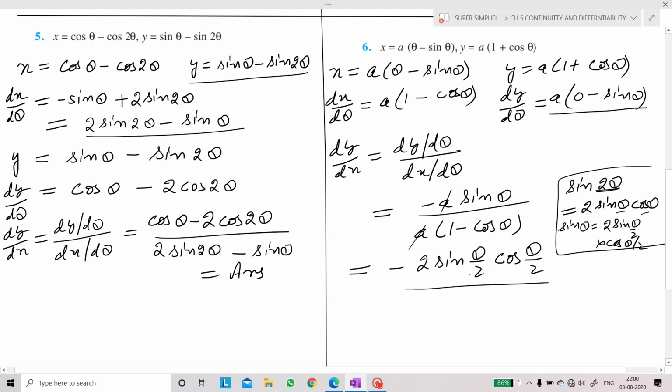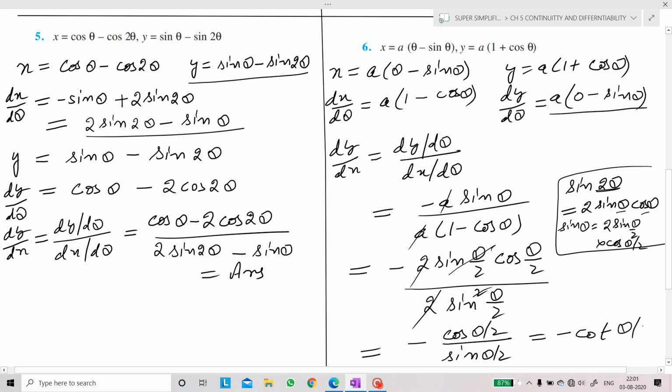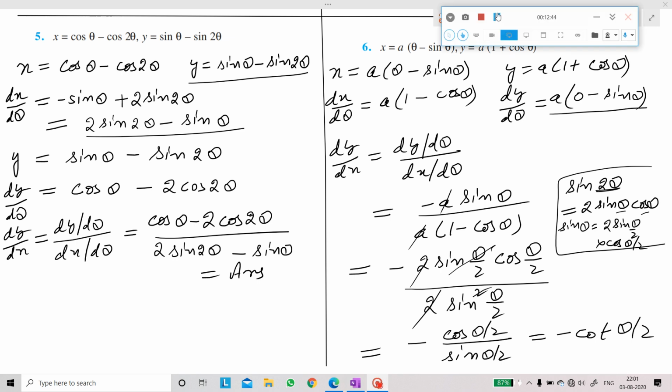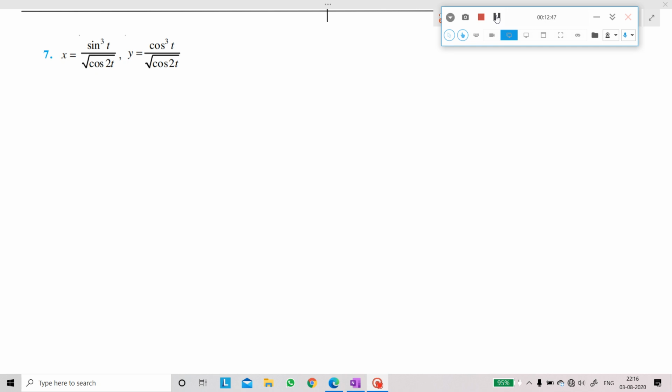1 minus cos theta using the rules of trigonometry can be written as 2 sine square theta by 2. Now 2 gets cancelled. Sine theta by 2 gets cancelled with 1 power, and we are left with minus cos theta by 2 divided by sine theta by 2, which is equal to minus cot theta by 2. Now we move to question number 7.